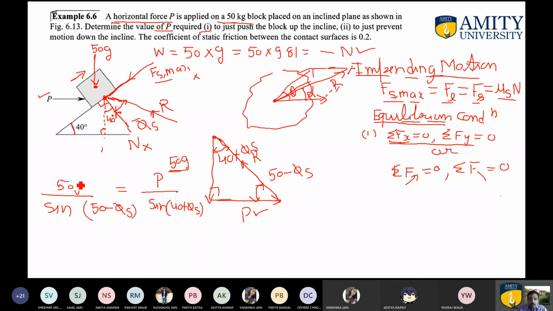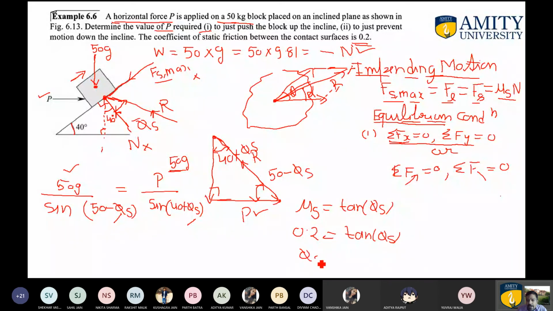So if you compare these two, this is known to us. Now the problem is how to calculate the value of phi s. Once you get the value of phi s, then you will get the value of P. For that, it is very simple. All of you, I think, know the formula. Mu s is always represented as tan of phi s. Now mu s is given to you as 0.2. So 0.2 is equal to tan of phi s.